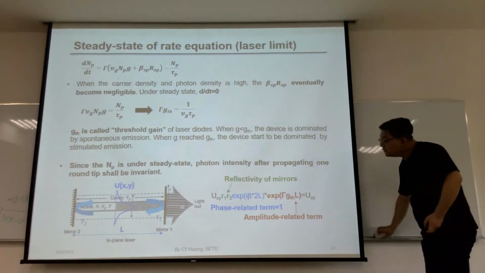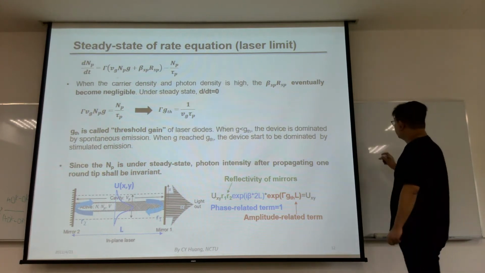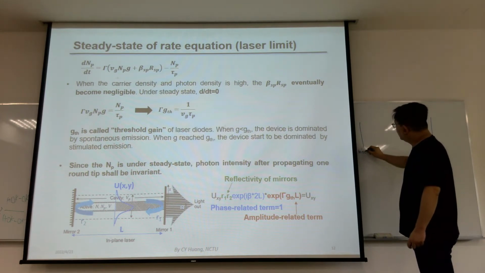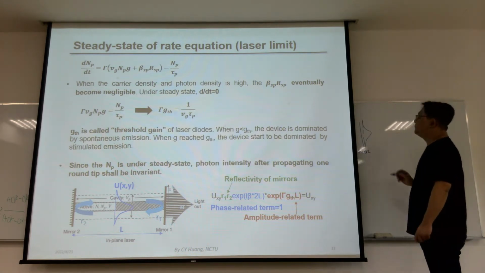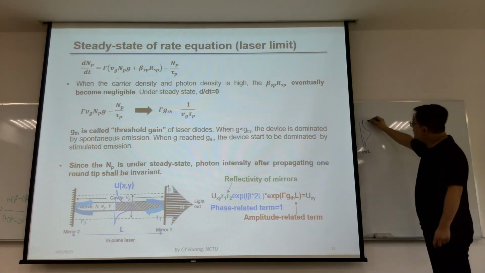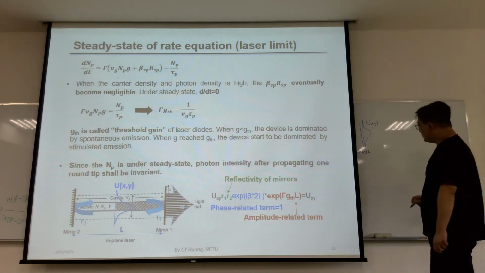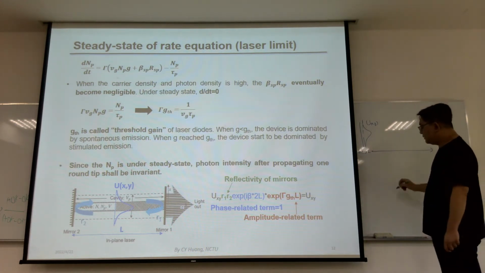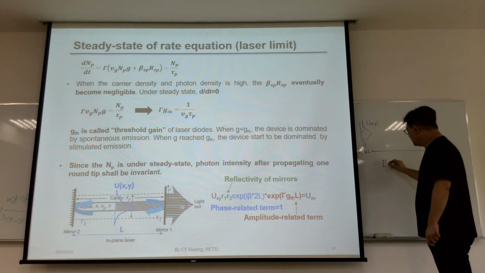Okay, I will do this. This is mirror 2, and I have a photon optical mode going from right here, from here to here, and the net gain is gamma g minus alpha.